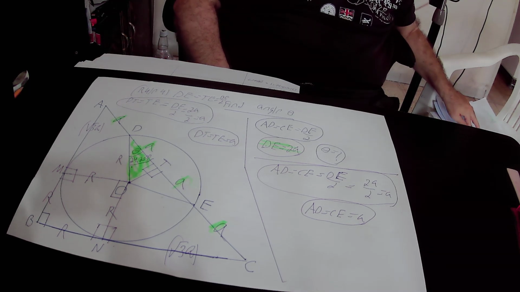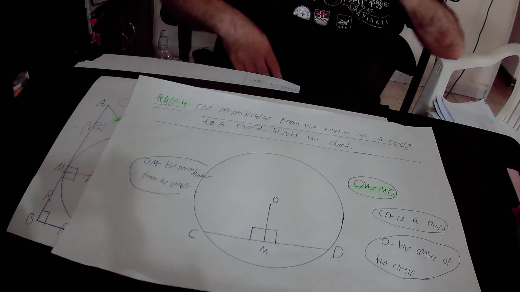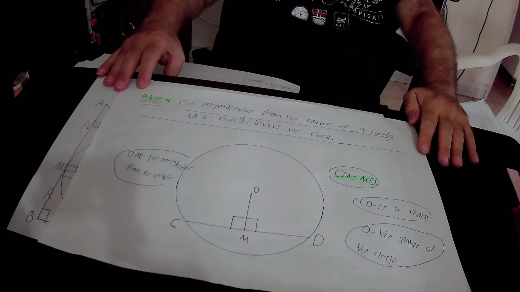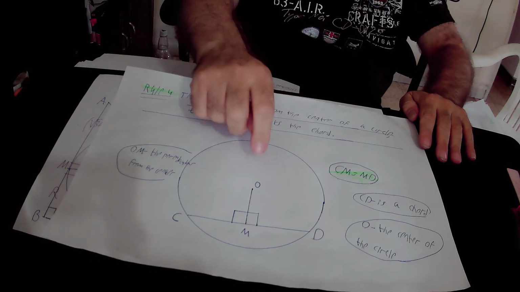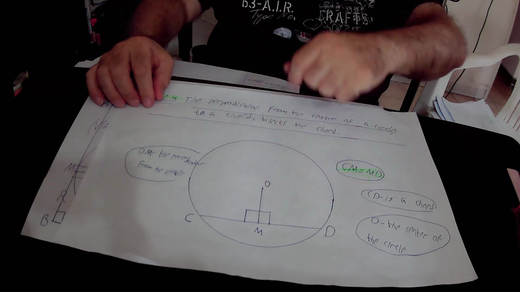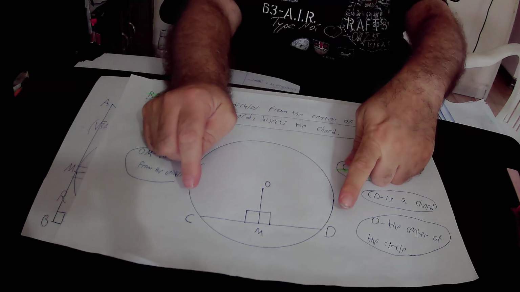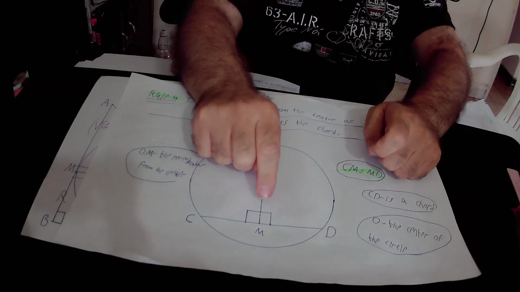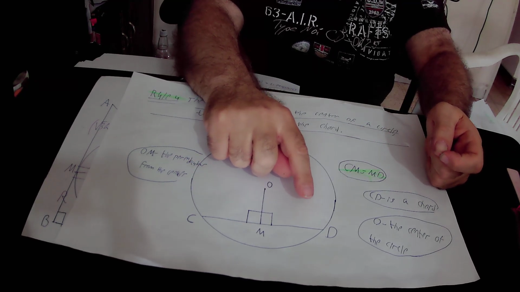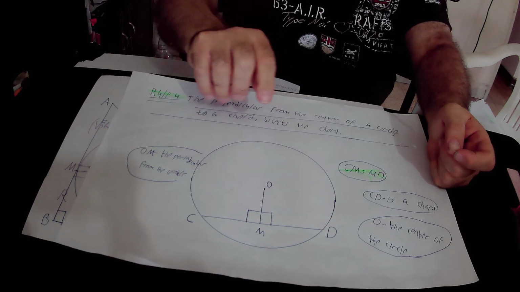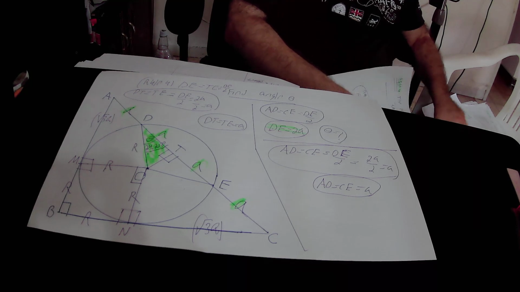Then I presented to you rule number 4, and we implement rule number 4 in our drawing. According to rule number 4, the perpendicular from the center of the circle to a chord bisects the chord. The center of the circle is point O. We have the perpendicular OM, that according to rule number 4 bisects chord CD. That is to say, CM equals MD, and CM equals CD over 2, and MD also equals CD over 2.